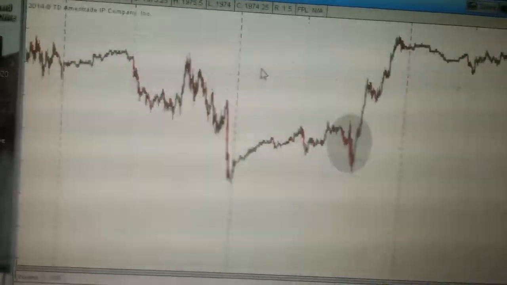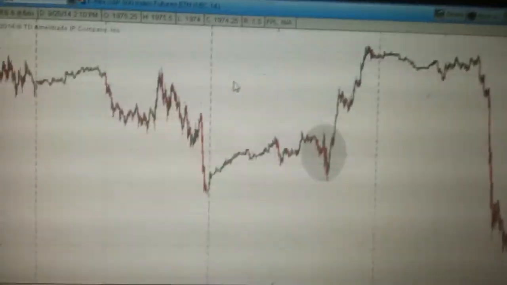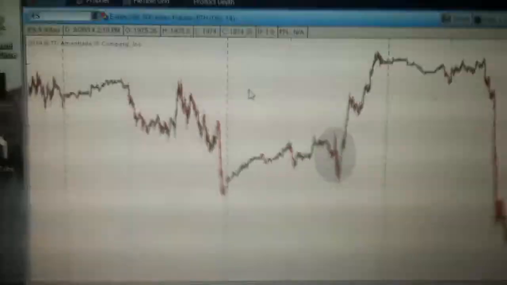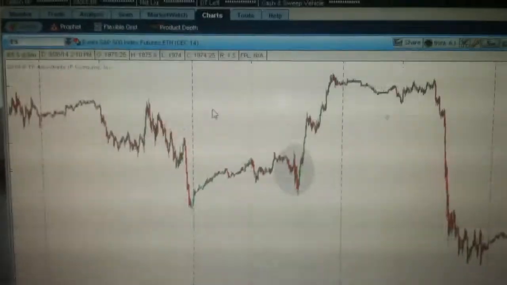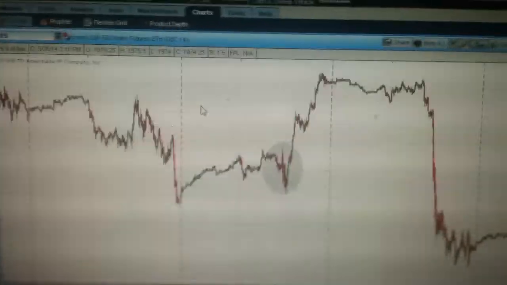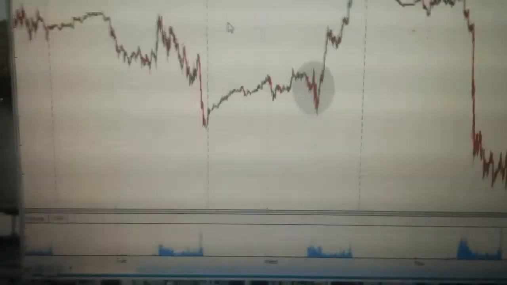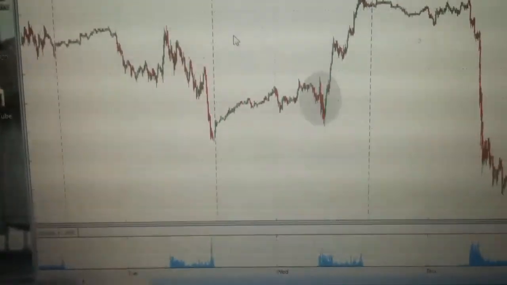So what we're looking at right now is the E-mini S&P 500 index futures December 14th contract. Just a quick little layout here. On top is what people classify as a plain stock chart. That's a candlestick price chart. Down below we have the volume. As you can see, the little bars at the bottom are the volume.